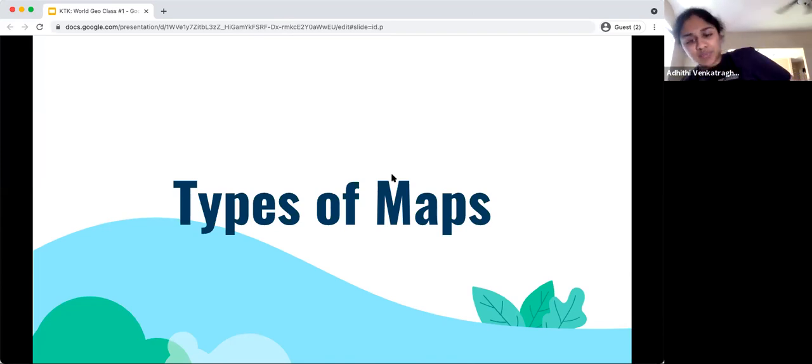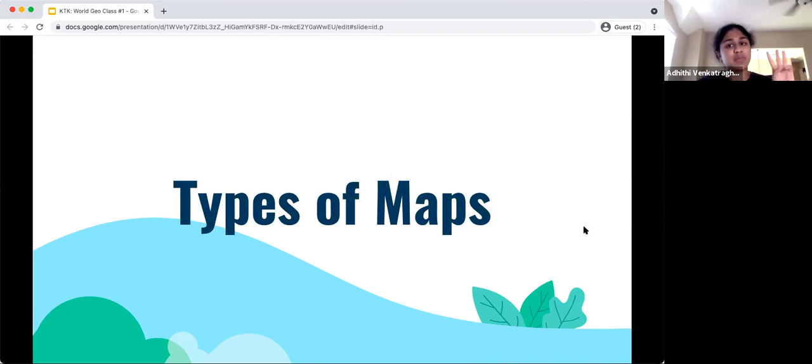Now we can go on to types of maps. So now when you're looking at world geography, you're going to see a lot of maps. Everything in geography is about maps. So it's important to be able to tell what the different types of maps are, what they show you, what they're good at, and what's not so good about them. What are some limitations on those types of maps?